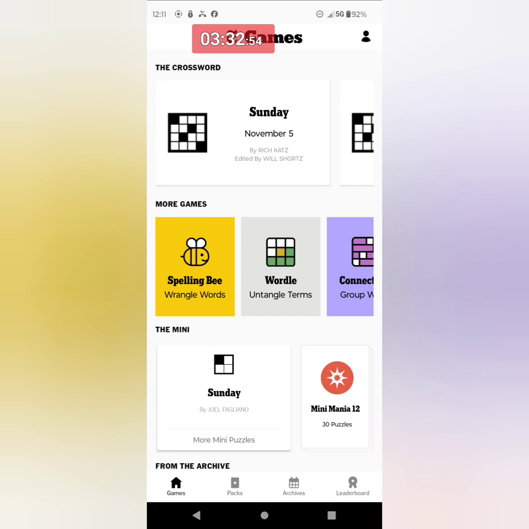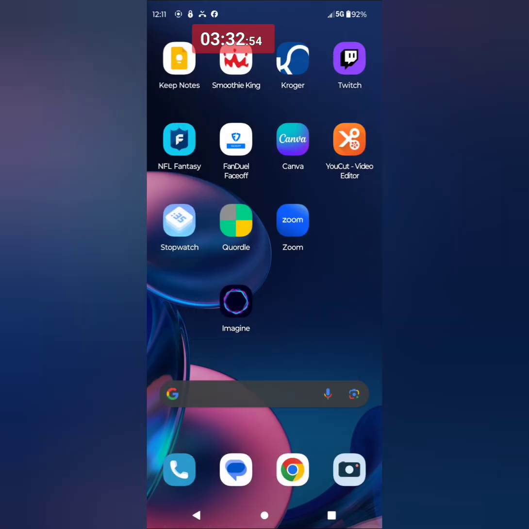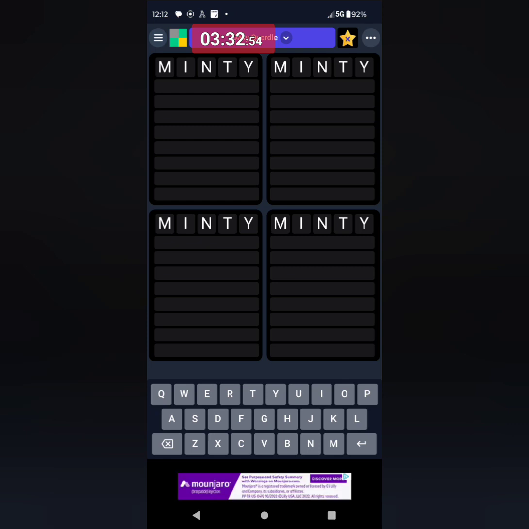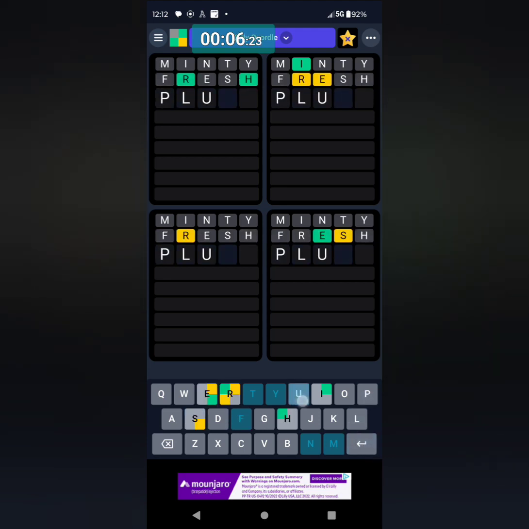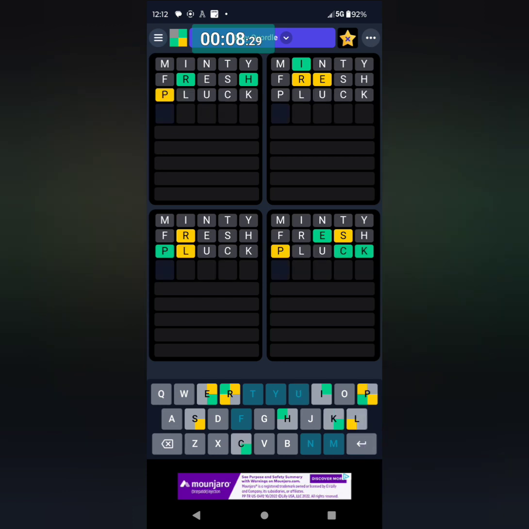And at this point, we should probably try Quordle. Got Minty set up. I'm gonna reset the game clock. Press enter, go with fresh, go with pluck, go with board.